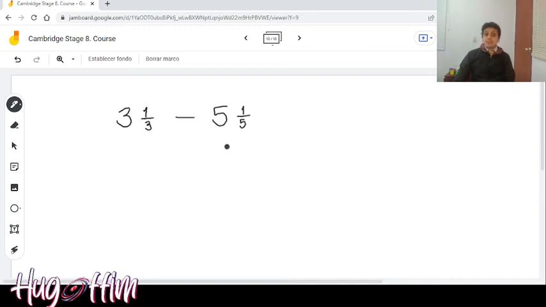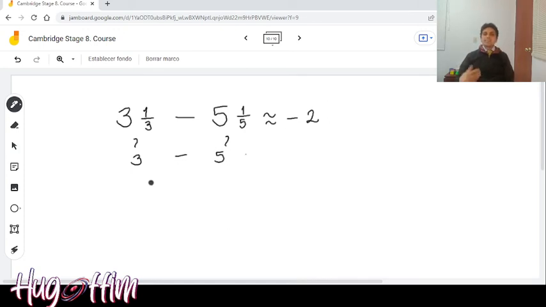And first, it's important that when you operate something, try to do an estimation of the number. So to do the estimation, 1/3 is less than 1/2. So as it is less than 1/2, this should be approximated to 3. And this number, 5 and 1/5, 1/5 is less than 1/2. So I'm going to approximate it to 5. So my answer of this subtraction should be around -2. Okay, so our answer should be around this number.